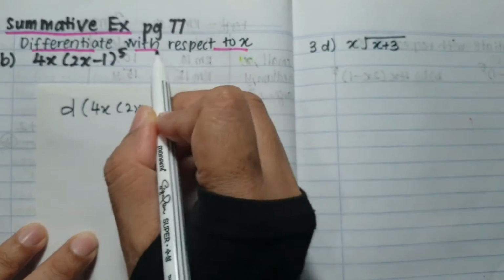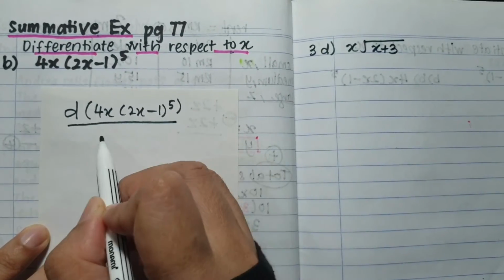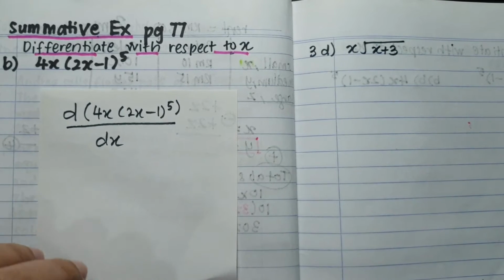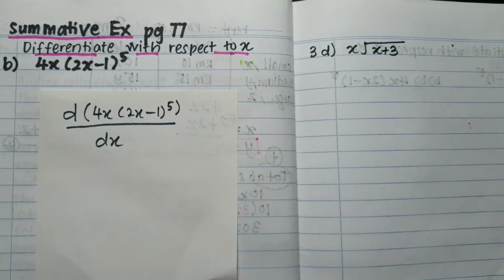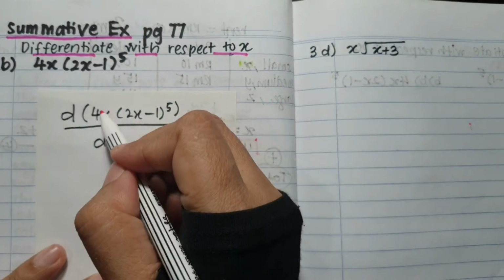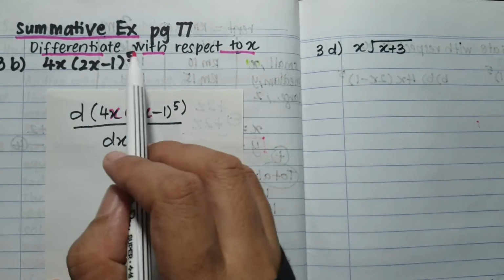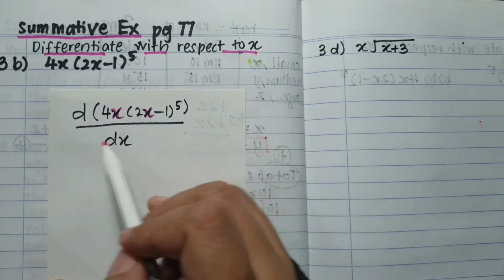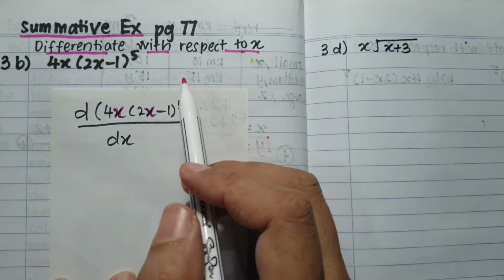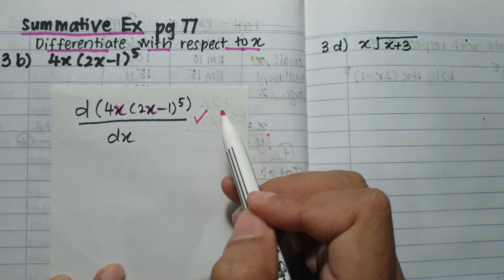Okay, with respect to x means dx. Why is it with respect to x? Because this function is in terms of x. So this is how you denote this question, right? This is how you write it. Ni cara penulisan lah.